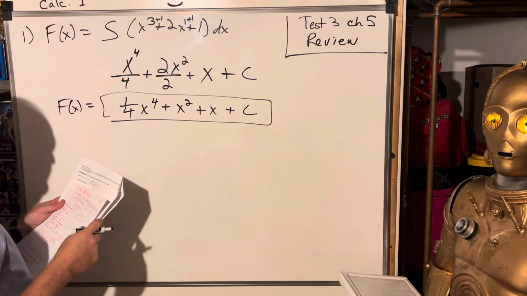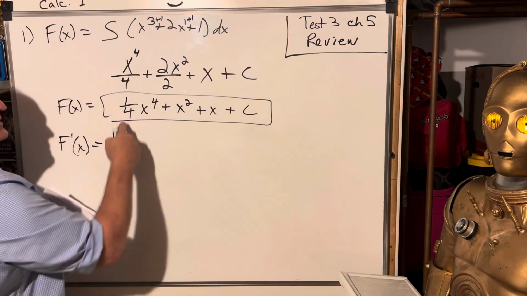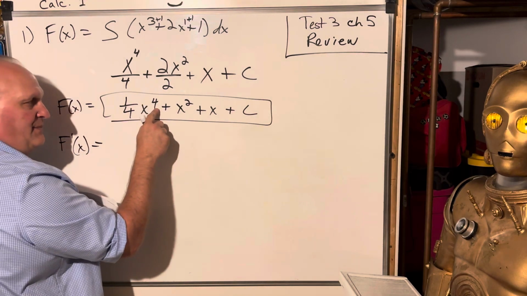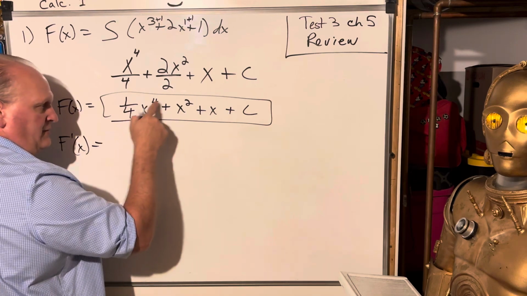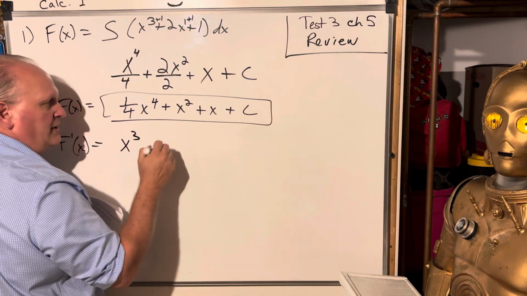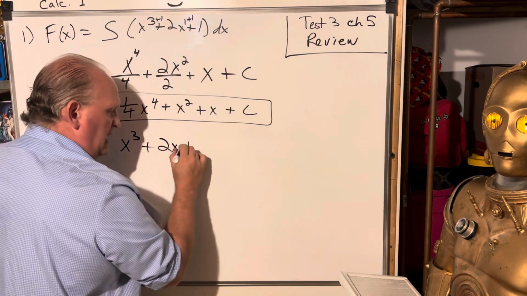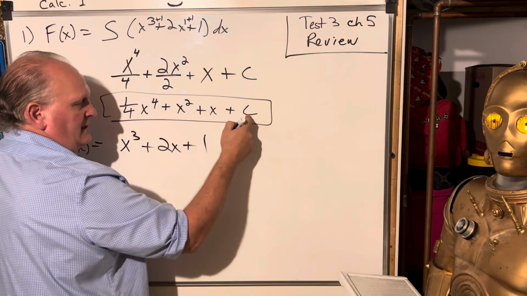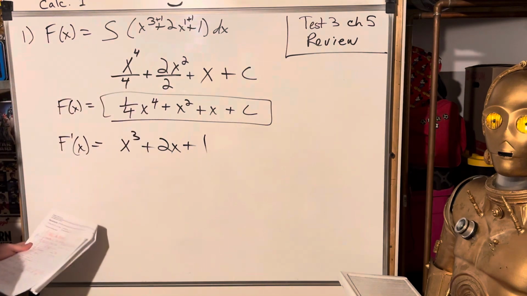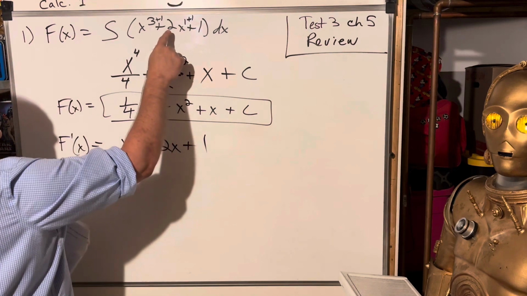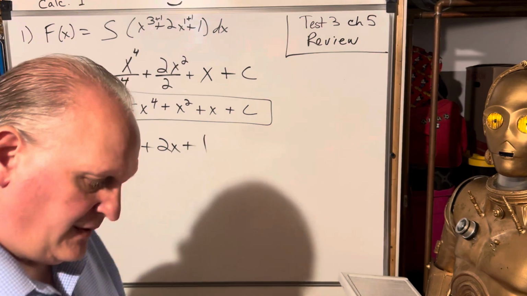Now check by finding f prime of x. So now they want me to do the derivative. When I do the derivative of this, I take the power rule and I say this times that, which is 1, and then I reduce it by 1. So that's x to the third plus 2x to the first plus 1, and then the derivative of any constant is 0, so plus 0. And then I look at that and go, oh goodness, look, that's exactly what I started with. All right.